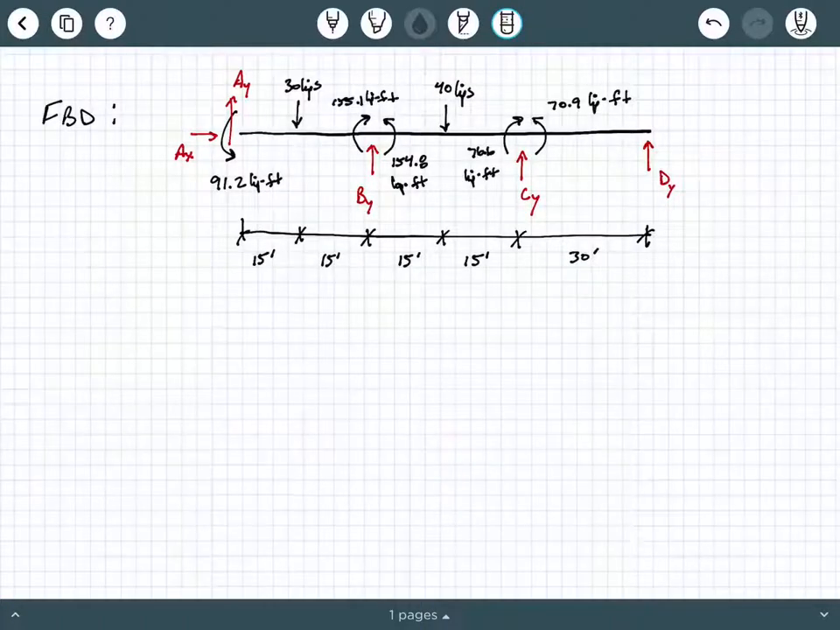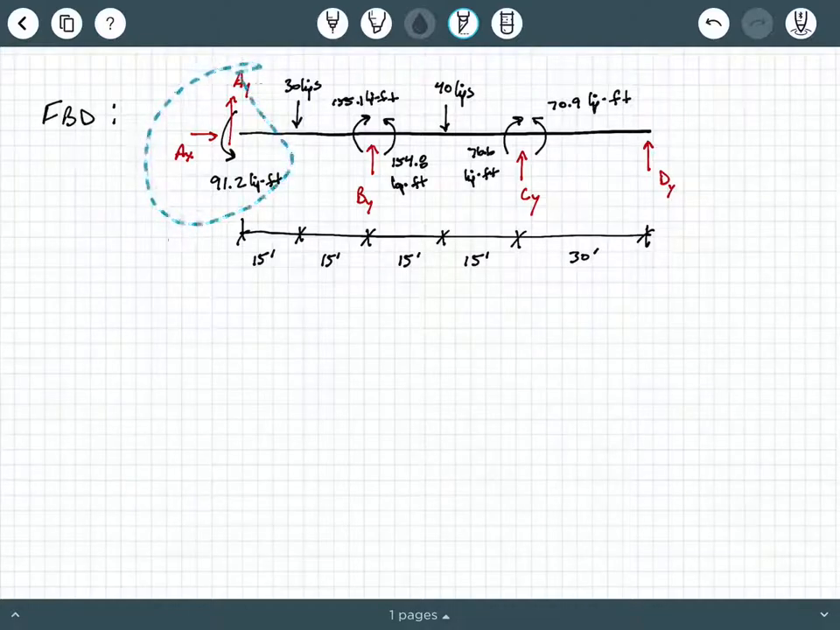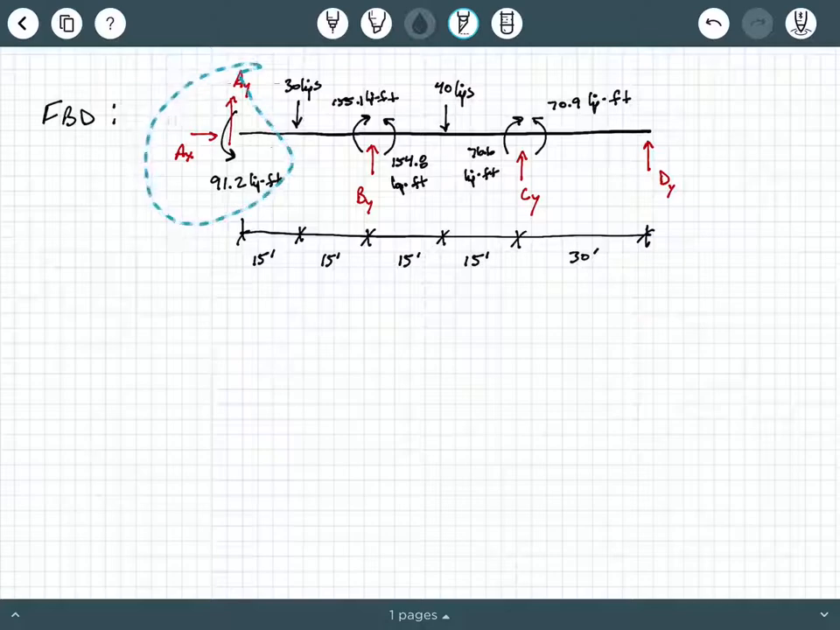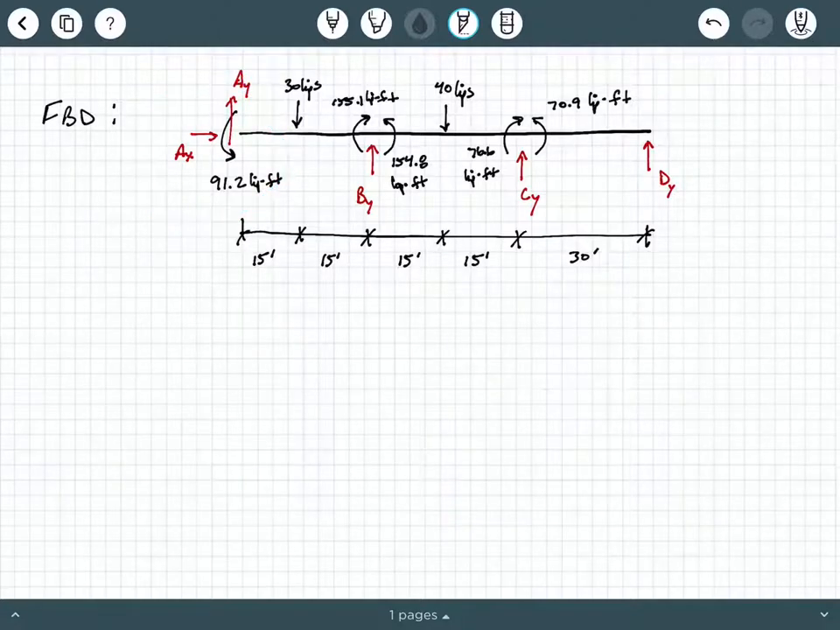All right, so we're picking up where we left off in the previous part of this same example. So I went ahead and I drew the free body diagram of the entire beam. Let's go through this and make sure we know what we're looking at. On the far left right here, we have AX and AY, and then we have that moment of 91.2 kip feet, and it is going counterclockwise because we calculated a net negative there, okay?